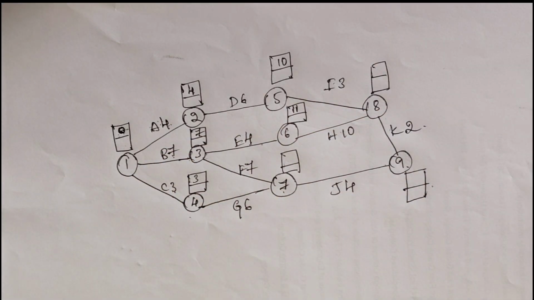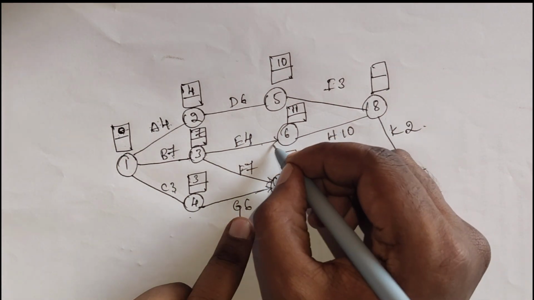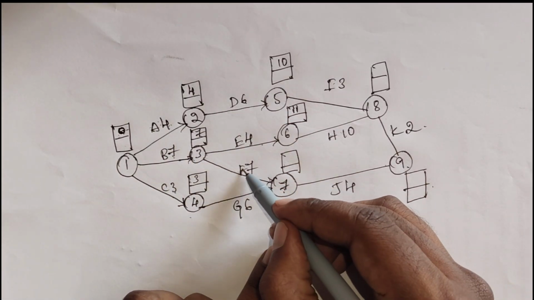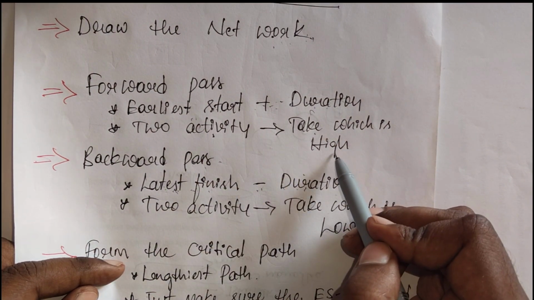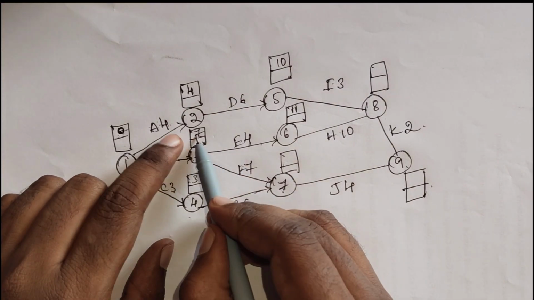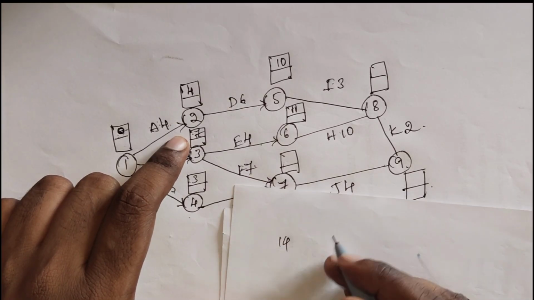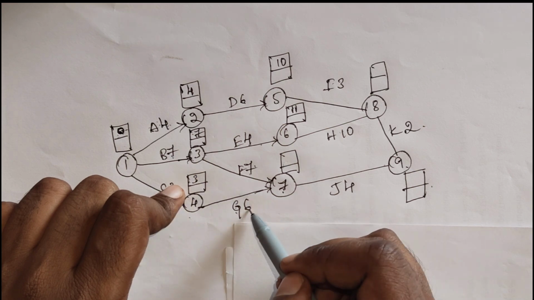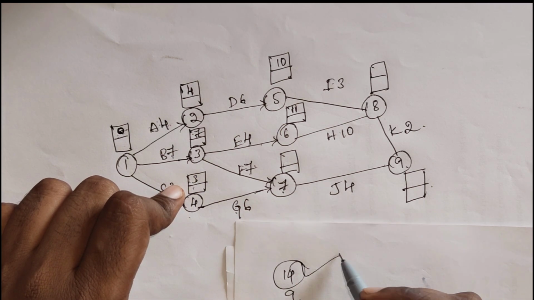So here's actually one twist. So for this 7 we got the 2 activities, one is F, another one is G. So here is the step. If we are getting the 2 activities, means we have to take which is actually high. So here the earliest start and then duration, 7 plus 7 it's 14, and the next for G its earliest start is 3 and the duration is 6, 6 plus 3 it's 9, which is high, it's a 14.